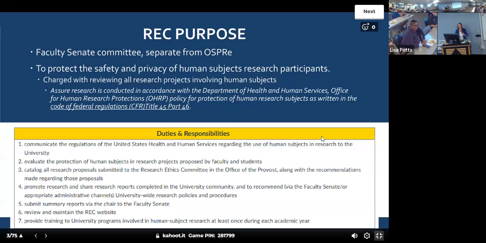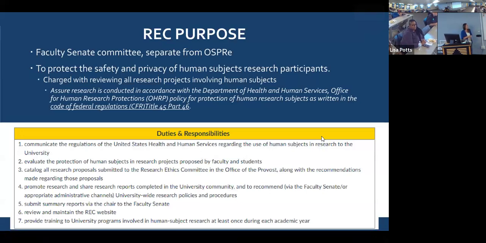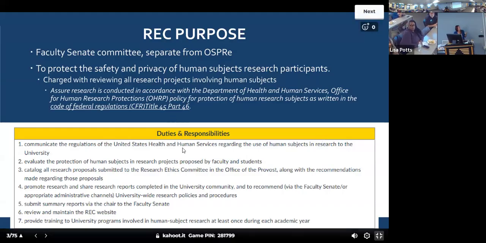All right, so Research Ethics Committee, we are a faculty senate committee. We are separate from the Office of Sponsored Programs and Research. And essentially, we are here to protect the safety and privacy of human subjects research participants. So this is our list of duties and responsibilities that's on the Faculty Senate Canvas page. I'm not going to read those all to you, but they're there.